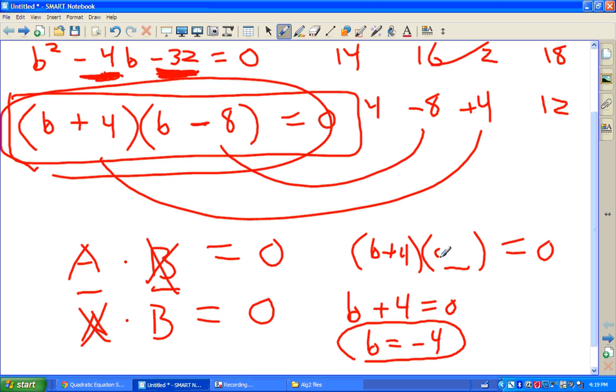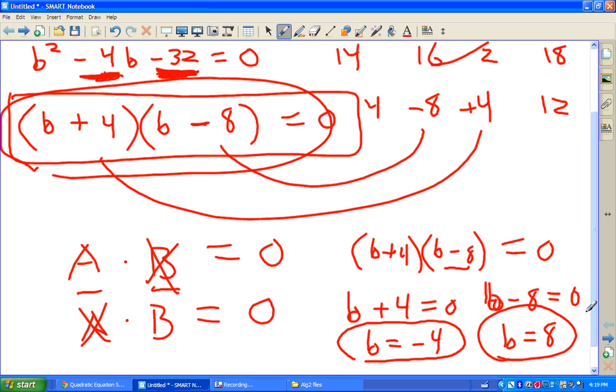Now let's work the other side. If b minus 8 also can be equal to 0 for a solution, then b minus 8 equals 0. I just solve for b here. Move the 8 to the other side, it becomes positive. B equals 8, and there we go. Okay, so 8 and minus 4 are my solutions.